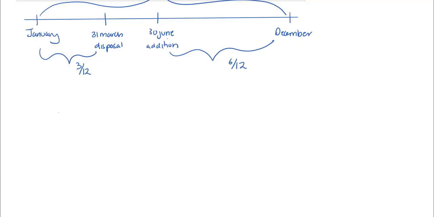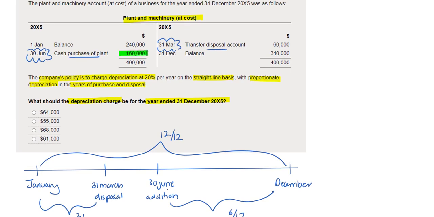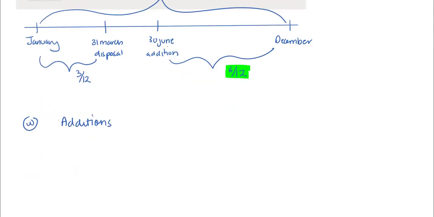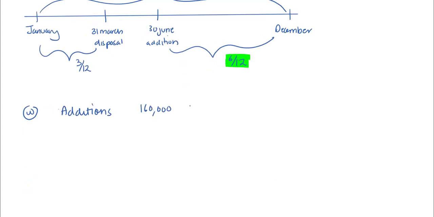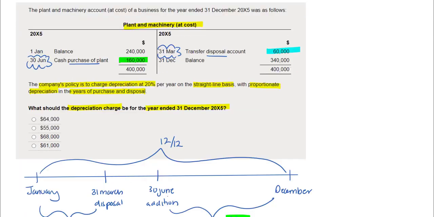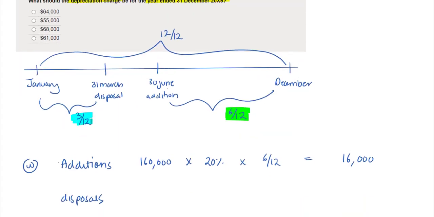I'm going to start off by thinking about the additions for the year. We can see from the timeline that the additions made have a value of 160,000. With a depreciation policy of 20% and a timeline revealing that only 6 months worth of depreciation should be charged, we can identify that 160,000 multiplied by 20% multiplied by 6 months of the year gives us 16,000 for the additions. Next, we can deal with disposals. Looking at the T account, we can identify that for disposals, the cost of the assets disposed of was 60,000. Again, the policy of 20% applies, but this time we're charging only 3 months of depreciation on the assets disposed of. So taking 60,000 multiplied by 20% prorated for 3 months of the year gives us 3,000.